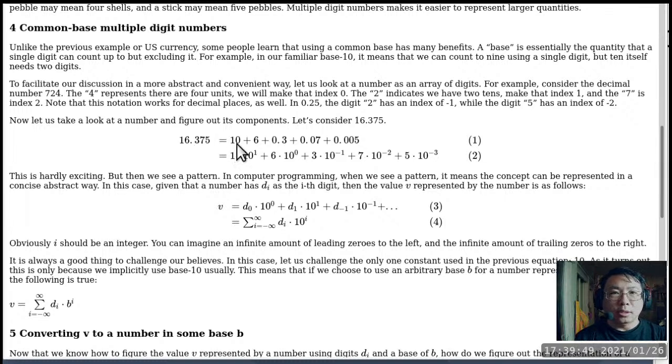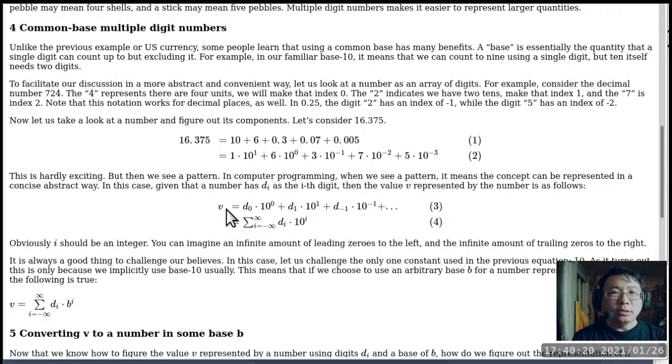Powers 10 to the power of 1, 10 to the power of 0, negative 1, negative 2, and negative 3 here. And that's why I kind of summarize what is the value being represented by a number. So in this representation, if you read this paragraph carefully, then you would know that D0 is representing digit 0, D1 is digit 1, the negative 1 is digit negative 1. So they are basically positions of a digit.